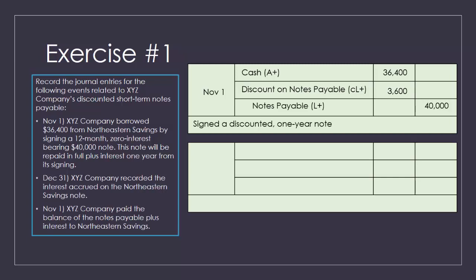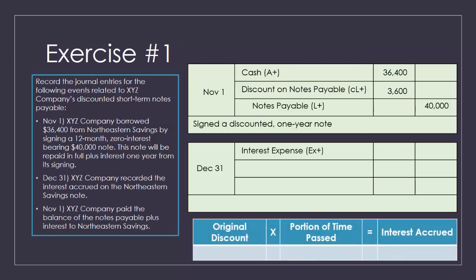At the end of the year, we have to accrue any interest that would be owed on this note. So on December 31st, we're going to make an adjusting entry to recognize the interest expense. To figure out how much we get to recognize, we've got to figure out what portion of time in the note's life has passed. Well, the original discount on this note was $3,600. How much time has passed?